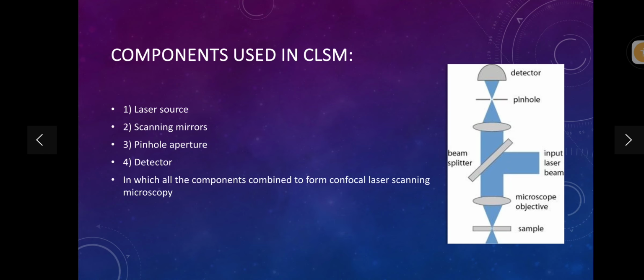And what are the components used in CLSM? Laser source, scanning mirrors, pinhole aperture, detector. Laser source for scanning the sample, scanning mirrors which direct the laser, pinhole aperture which is the main component because it only allows the focused light and blocks the non-focal light. Detector, which detects the wavelength of the light and also gives a perfect picturized image. These are the components combined to form CLSM, confocal laser scanning microscopy.